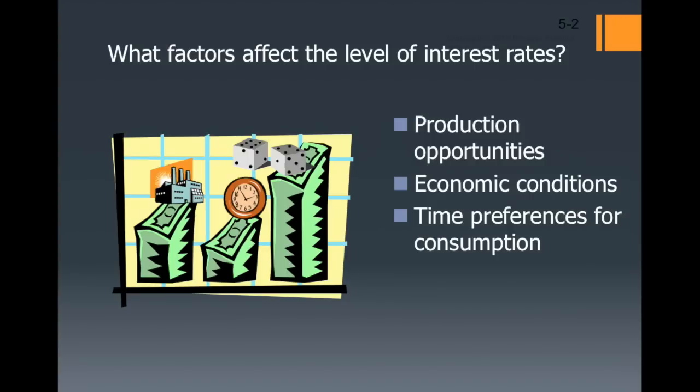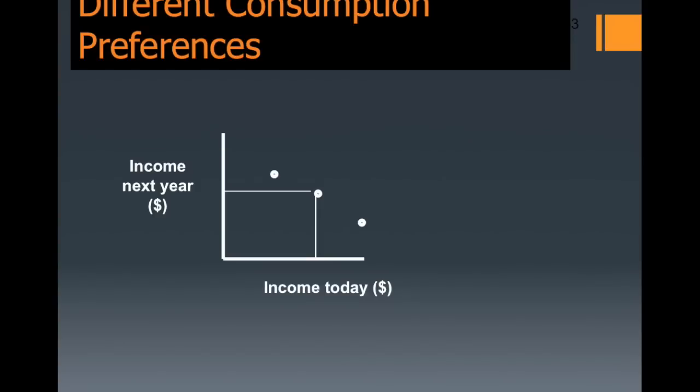Time preferences for consumption. Are people spending a lot or saving a lot? Risk. What's the default risk for a company? Is it a particularly risky environment? Is the risk of bankruptcy high for this particular project or this particular company? And inflation. What do you think inflation is going to be, and how do you think that's going to impact the economy? Let's first look at some of the assumptions that go into this.